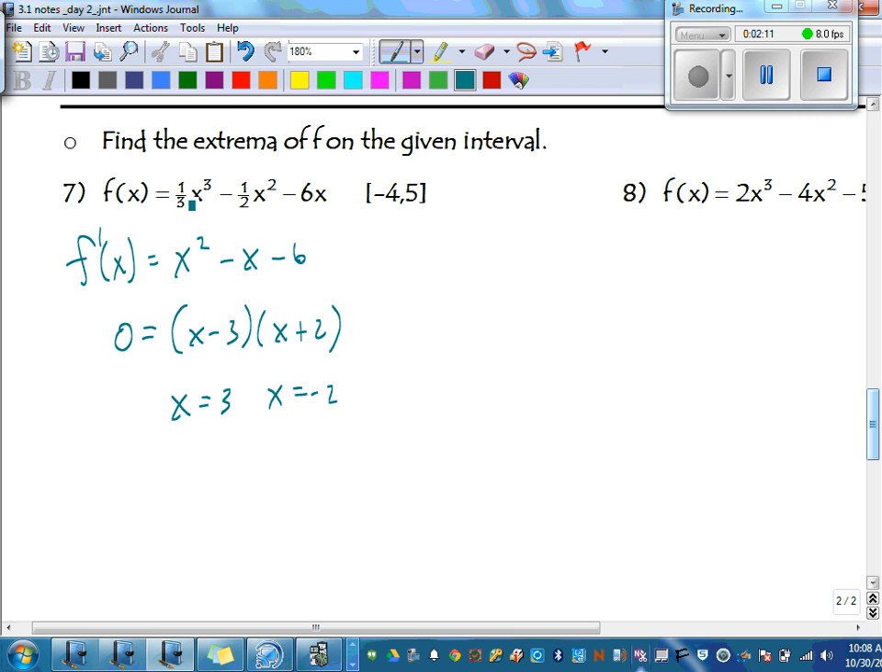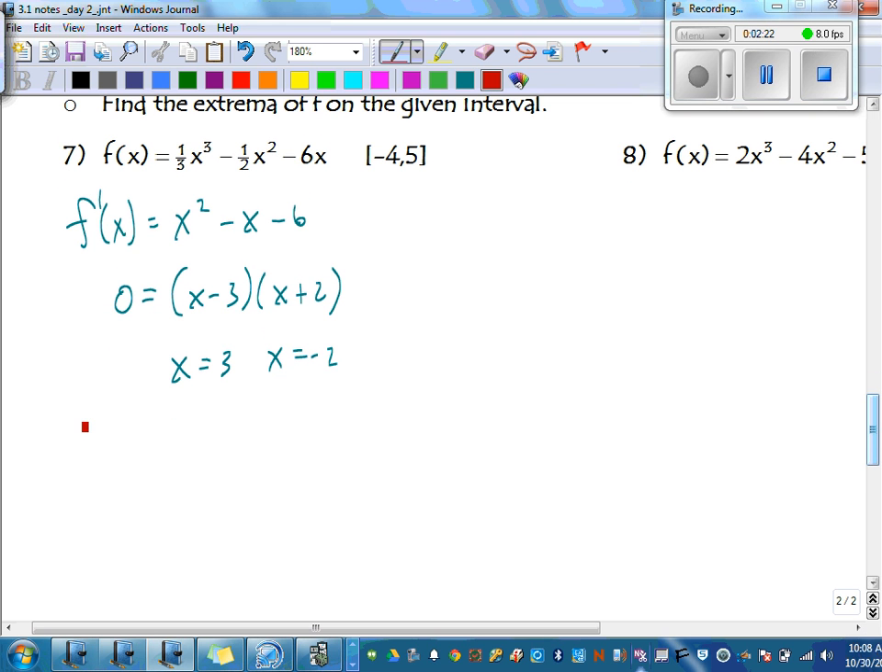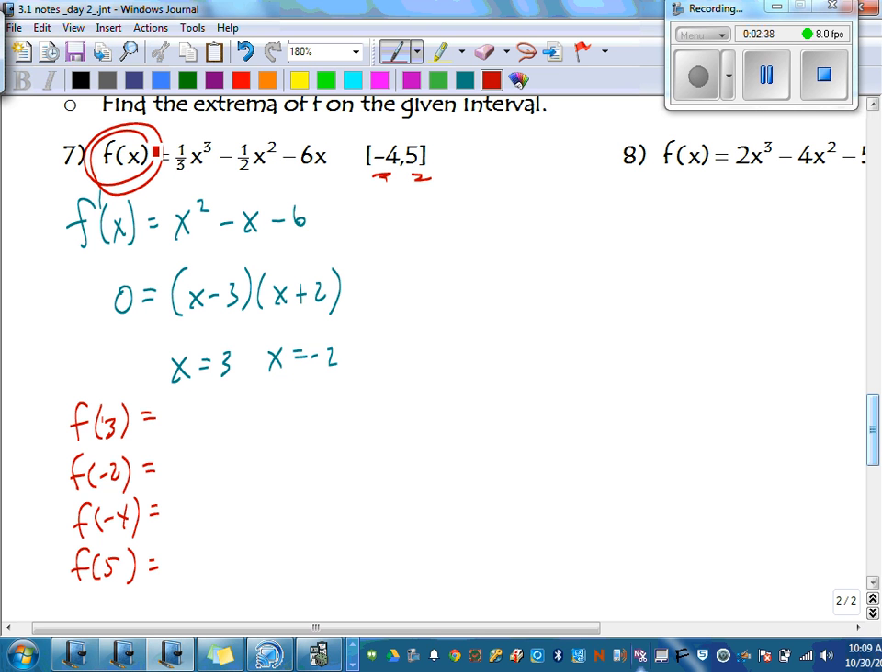Those are both going to work in our original function. We don't have to worry about those not being defined. So we've got our critical values and we've got our endpoints. What we want to do with those is plug them into the original function. So we want to find f of 3, f of negative 2, and we want to find the endpoints, what the y values are at those endpoints. So again, we're plugging those into the original function. All 4 of these are going into the original function for x.